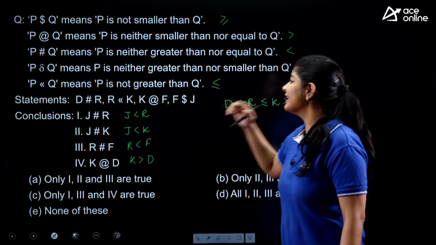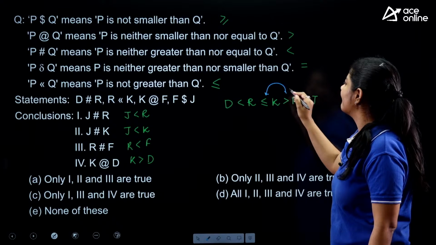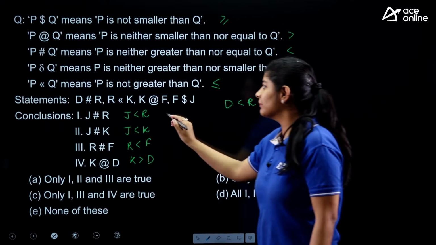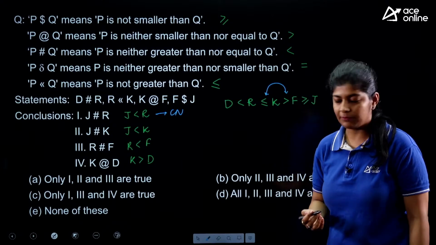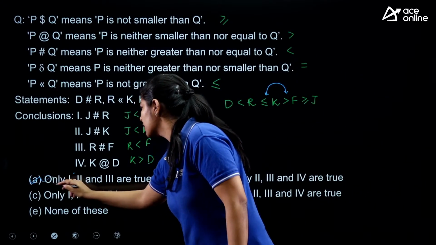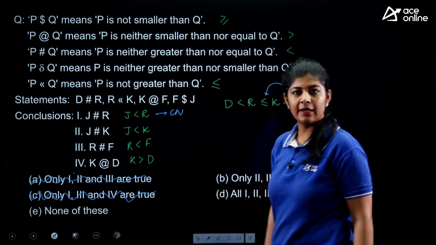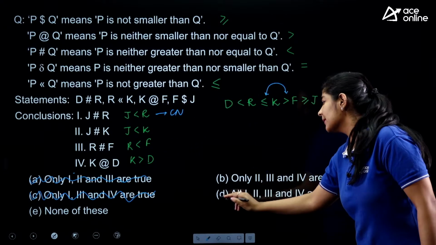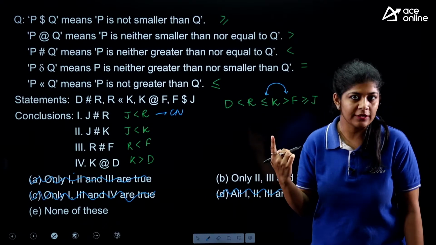First, J is less than R. Can we say that? Here if we will see, here we are having opposite symbols. That means we are not able to determine anything from this line. That means we need to eliminate conclusion 1. That means option number A is eliminated and option number C is eliminated, right? And option number D is also eliminated because conclusion number 1 is included in that, right?